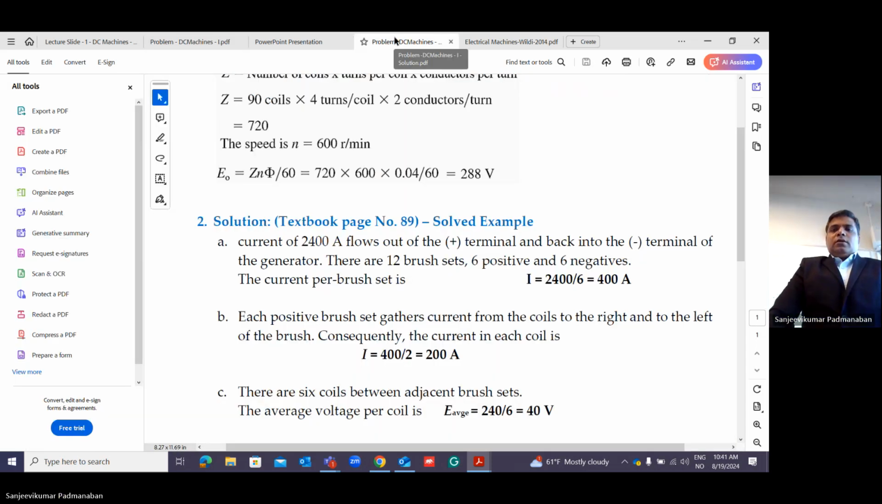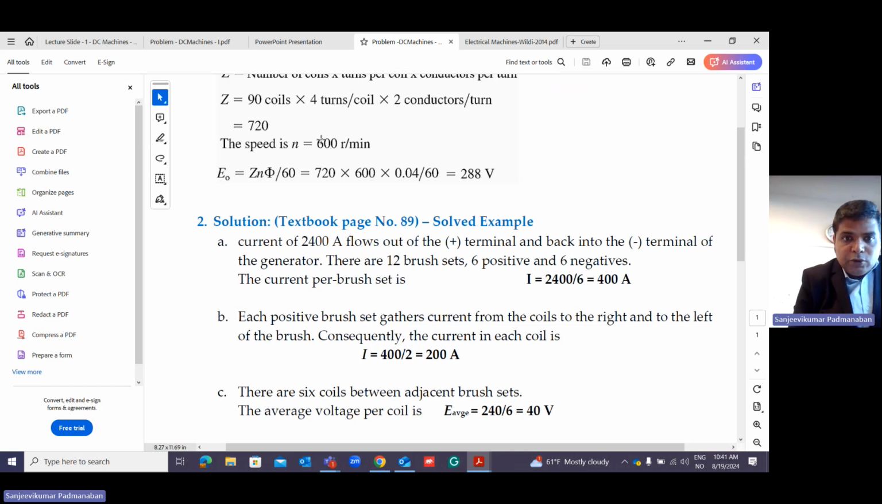First step. They are asking you to calculate the current per brush set in the first question. How to calculate? You already know the total current of the brush. 2400 ampere is coming out of the plus terminal, and of course it goes to the minus terminal, the same current. The current between plus and minus is 2400 ampere. And in the problem, they gave 12 brushes. So what is the meaning of 12 brushes? 6 can be positive, 6 can be negative, not uneven balance, right? 6 sets can be positive, 6 sets can be negative.